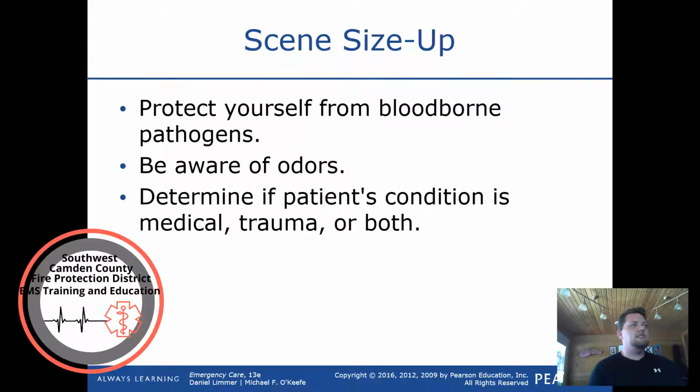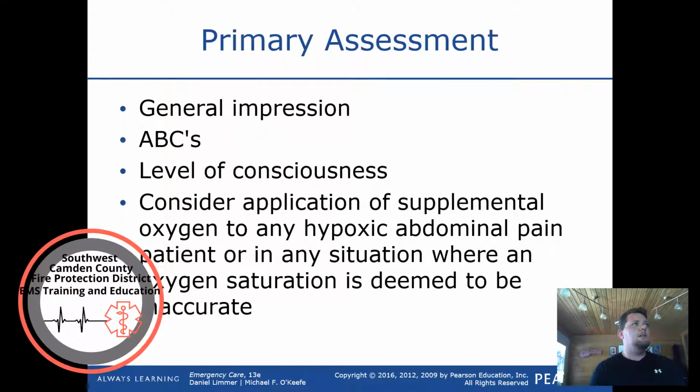So in scene size-up, protect yourself from bloodborne pathogens. Be aware of odors. Again, the odors of a GI bleed, UTIs, all of those things are very prominent, and you can tell them. We're going to determine if the patient's condition is medical, trauma, or both. In our primary assessment, we're going to do our general impression and our ABCs. We're going to assess their level of consciousness and consider supplemental oxygen for the hypoxic patient.